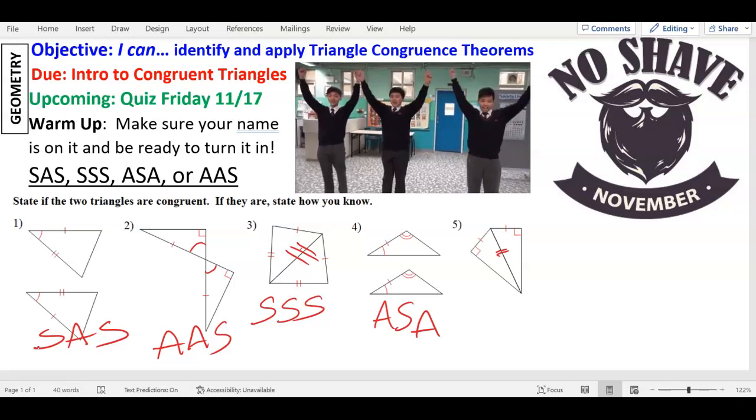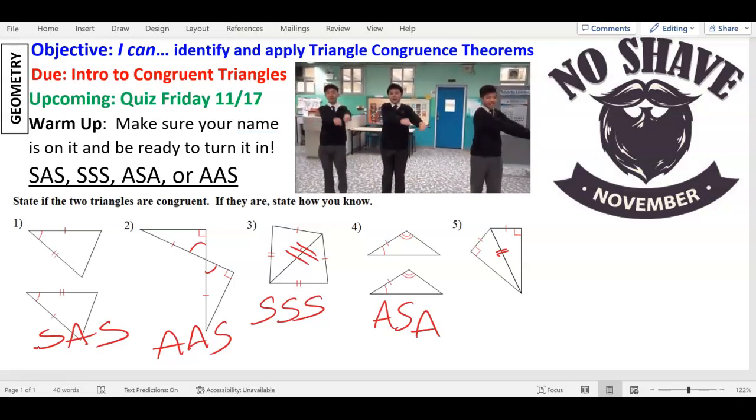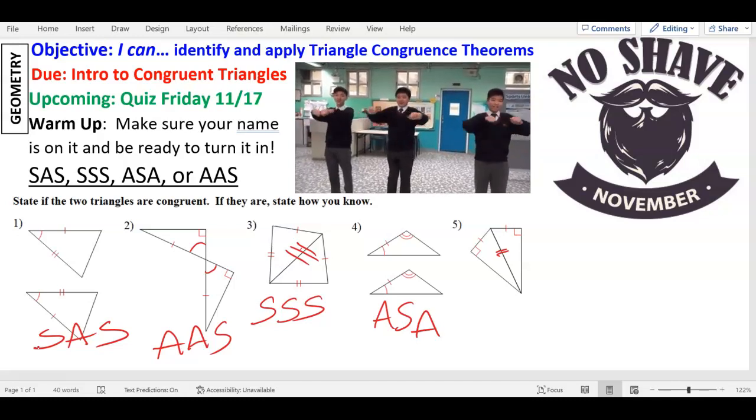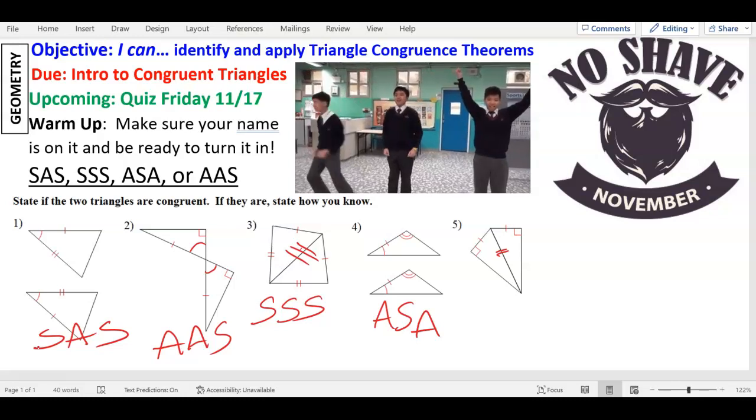Do not write ASS on my paper, okay? Angle, side, side. I know what it spells. You know what it spells. You know that it smells. Get it? All right, well, anyways, angle, side, side is not something you should write on my paper.